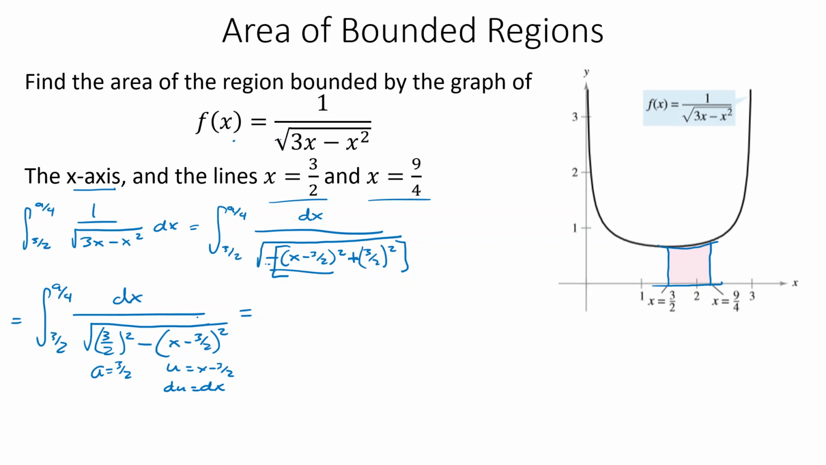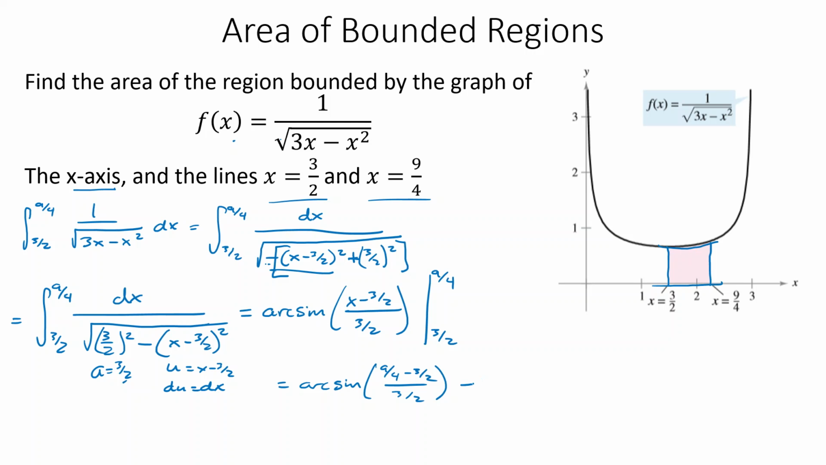So, let's see, there's no 1 over a for arc sine. We don't have a du, dx. We don't have to put another factor in there. So this is just the arc sine of x minus 3/2 over my a, which is also 3/2. Strange how that worked out. And this is evaluated from 3/2 to 9/4. All right, so now we're just going to plug in. We get the arc sine of 9/4 minus 3/2 over 3/2 minus the arc sine of 3/2 minus 3/2 over 3/2.